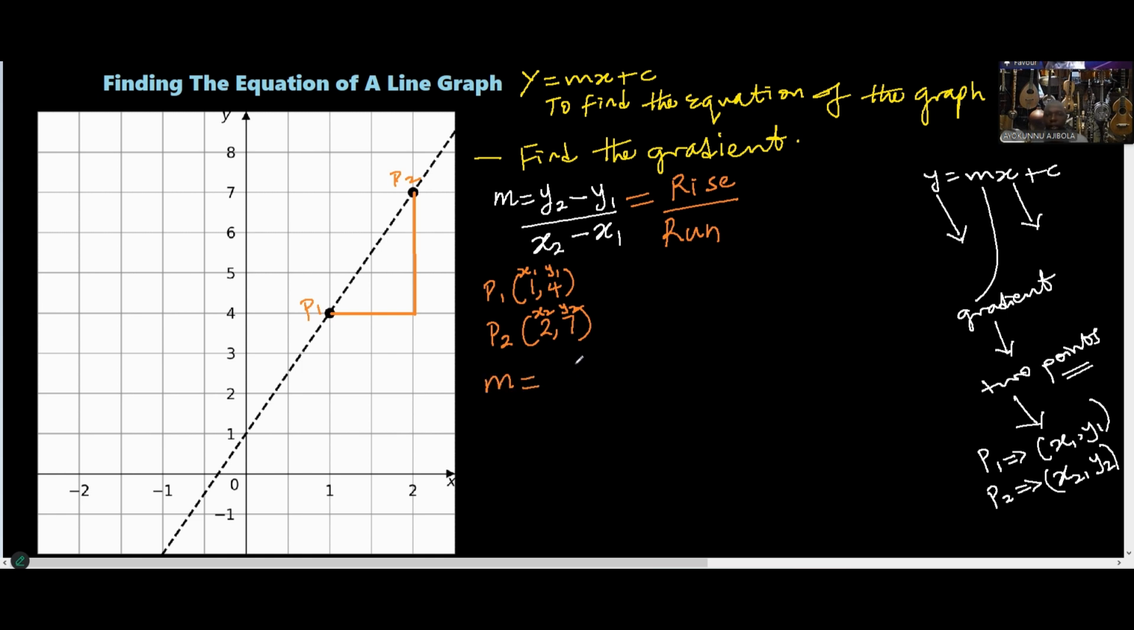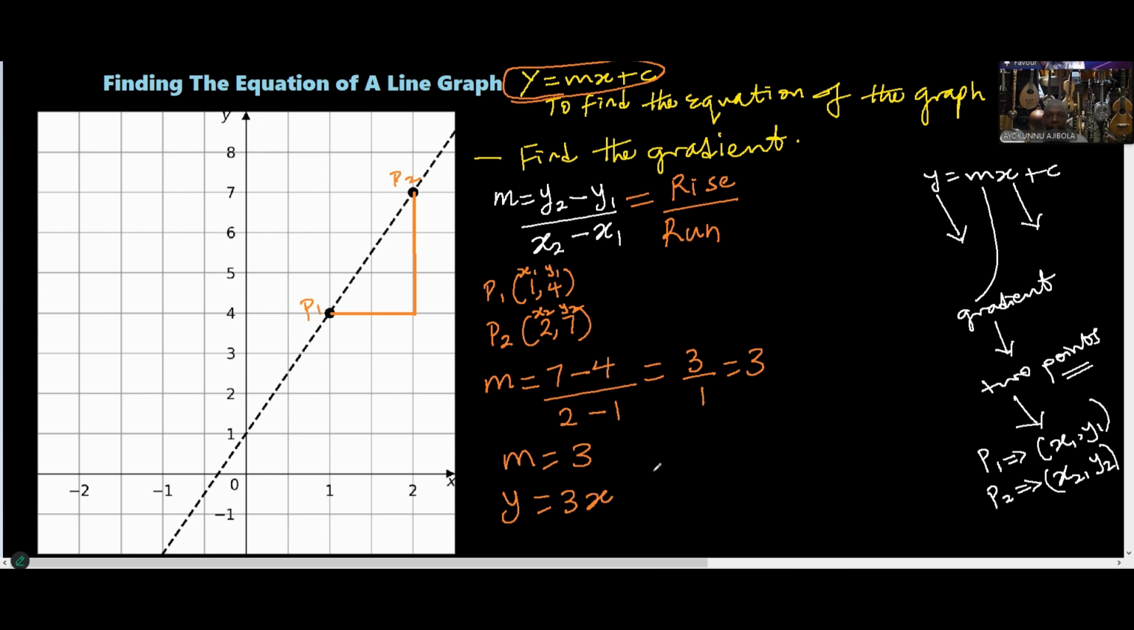So which means we can find the gradient. What's y2? 7. What's y1? 4. What's x2? 2. What's x1? 1. So we have this to be what? 3 over 1, which is 3. So our gradient equals 3. So this gradient can find its way into the equation of the line. So we have y equal to 3x. Instead of writing m, I write the value of m, plus c.